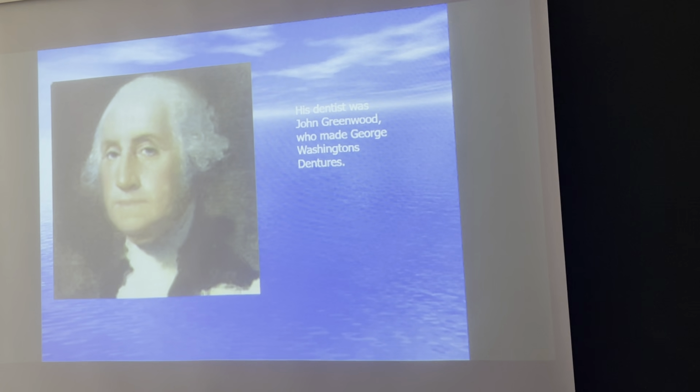John Greenwood did make him dentures. I don't know if it was at this point where he had them or not, but I know for a fact that in this one he wasn't wearing them. They were made of gold, ivory, and springs. I'll show you some in the upcoming photos where you'll see some different types of dentistry that was used.